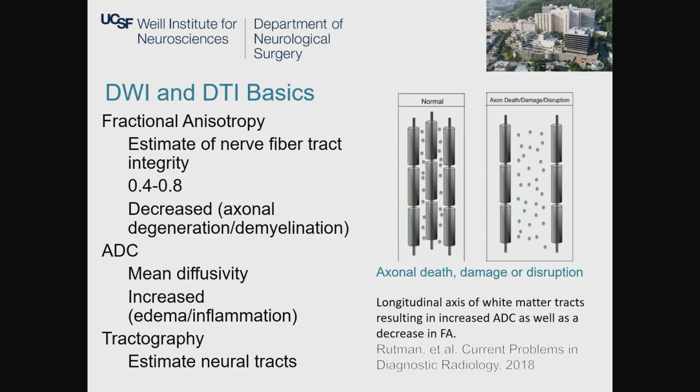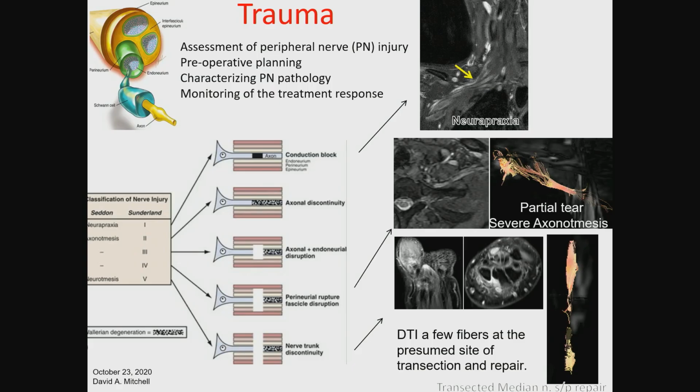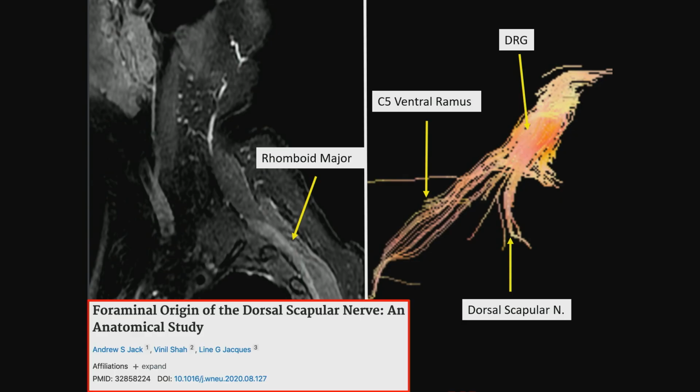The FA will estimate the nerve fiber tract integrity. The ADC value, again, will measure the mean diffusion, and the tractography will really estimate the neural tract, as you can see on the slides. And this is just an example of trauma cases that you can see. Here, a neurapraxia, some partial tear with severe denervation, and the DTI from a carpal tunnel that you may have sat on for a while, but now you're seeing clearly that there's denervation and neuroma and discontinuity of those fibers. So no longer do you need to sit on this, but you need to reoperate and repair that.